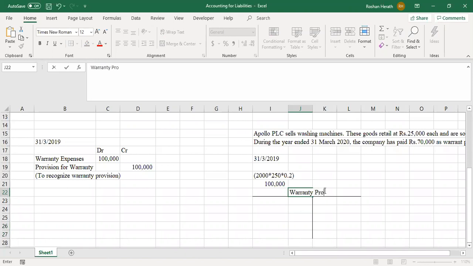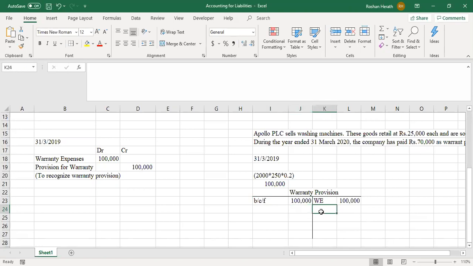Warranty provision. So you can see that in the first year you take 100,000. It comes from warranty expenses. For the year ended, it becomes balance carried forward. At the end of the year, you have 100,000 over there. And you may start the next year with a balance brought forward, 100,000.